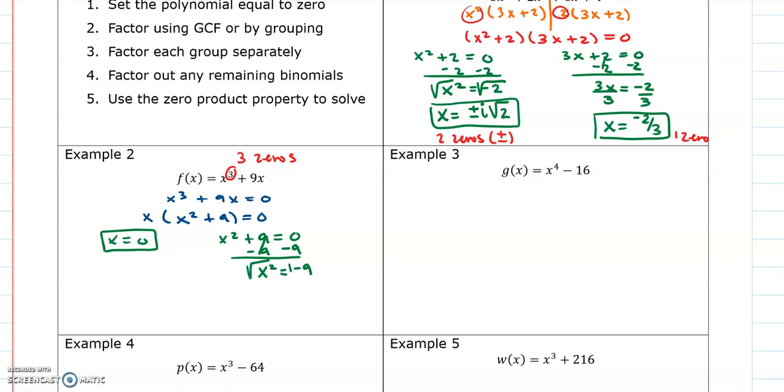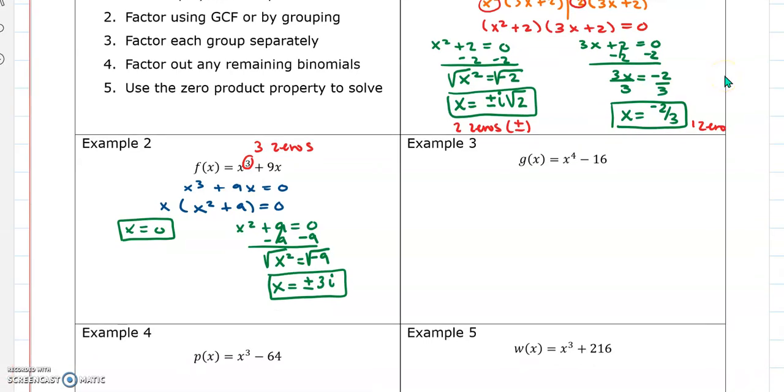Take the square root. Notice you do have a perfect square, which is 9, but it's negative 9, so that's going to give us plus or minus 3i. And then that's our other two solutions. Again, a positive one and a negative one. So there's two solutions there. Plus my solution at 0 means I have 3 zeros.